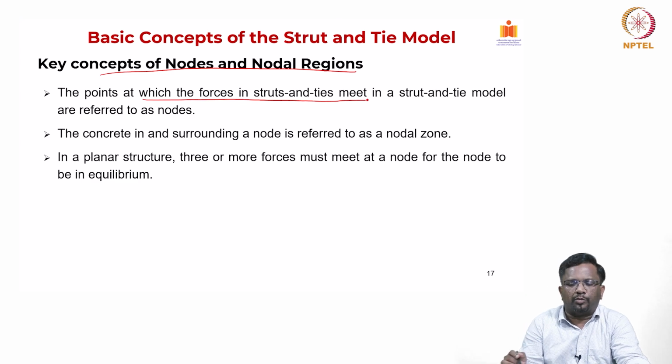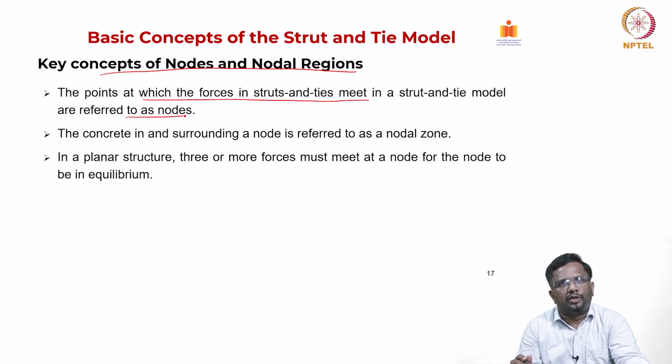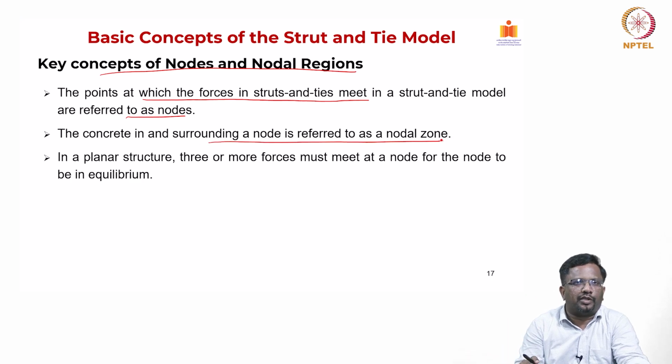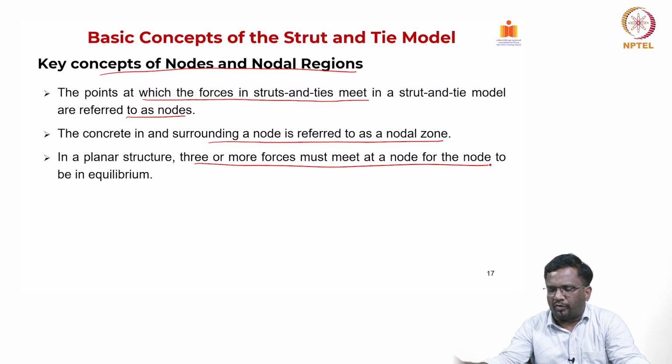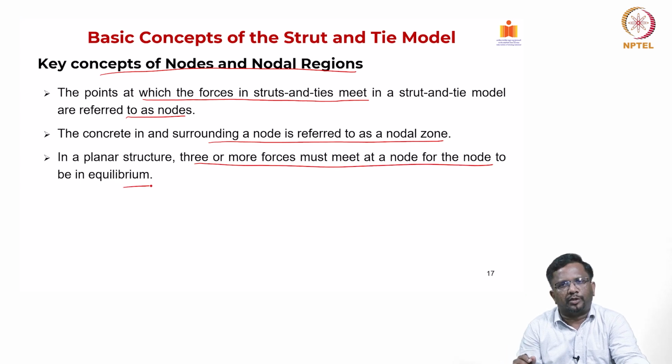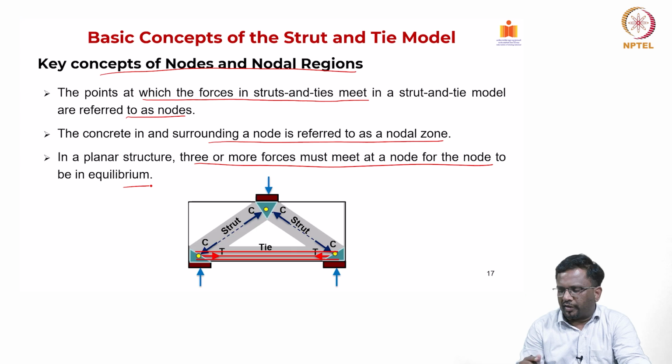In the strut-and-tie model, they are referred to as nodes, and the concrete in and surrounding a node is referred to as a nodal zone. So, the concrete close to that region of a node is called nodal zone. In a planar structure, typically in a 2D plane, 3 or more forces must meet at a node for the node to be in equilibrium. So, typically you will have 3 forces, or at least 2 forces should be there for the node to be in equilibrium.